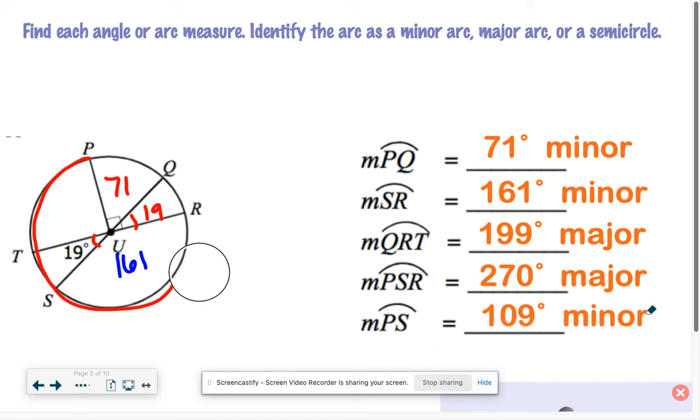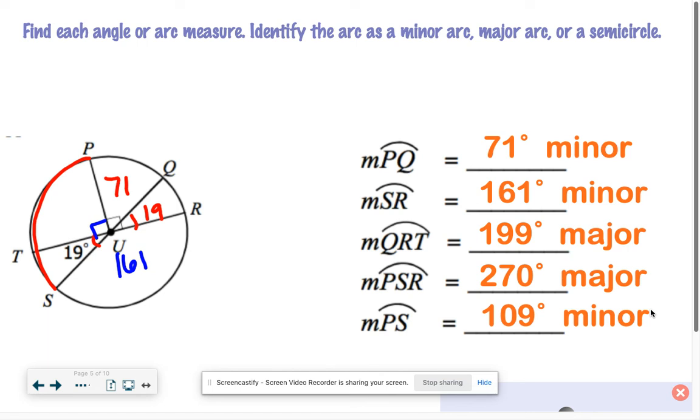And then PS. So this would be 90, and then we have plus 19 more. So 90 plus 19 would be 109. I hope that went okay for you. Again, if you're lost, we will do some more examples in class when I see you.